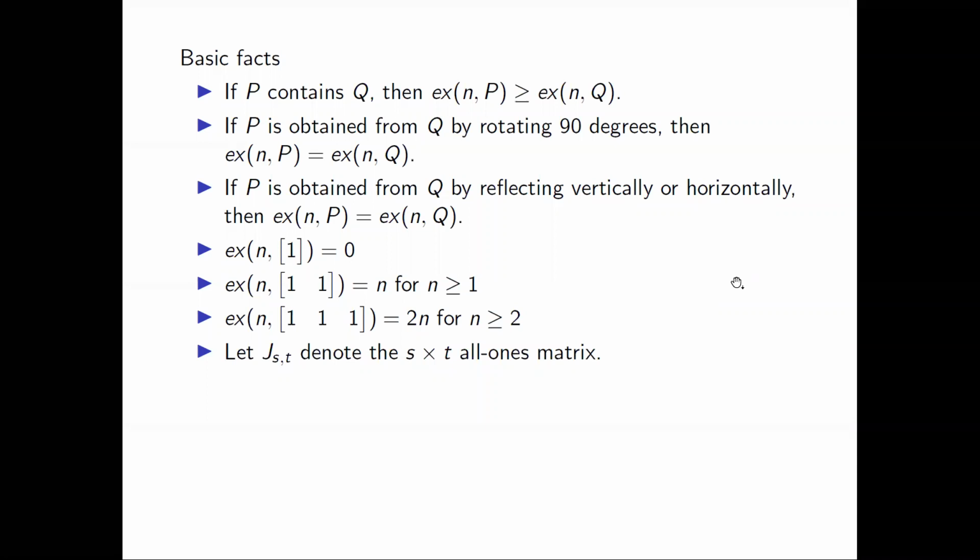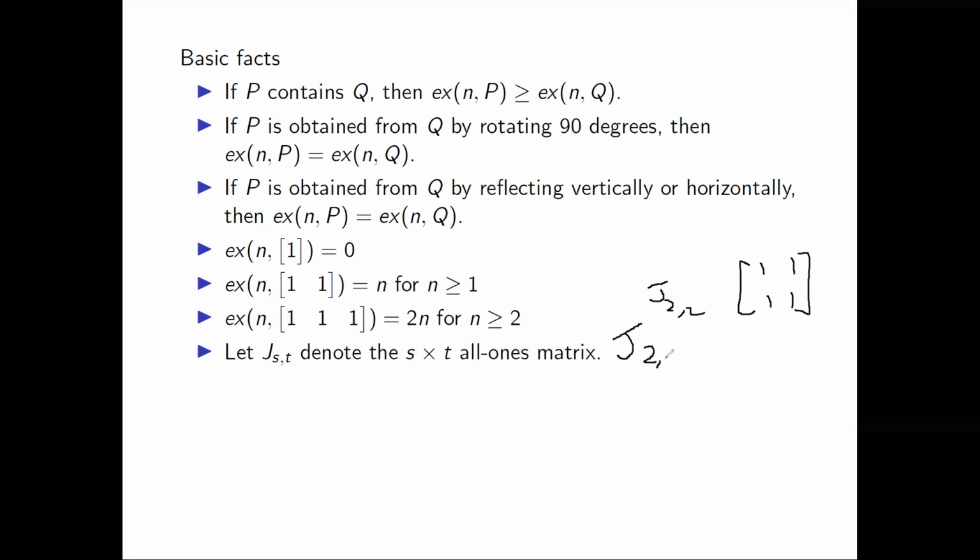So for the next fact, let J sub S comma T denote the S by T matrix of all ones. So for example, J2,2 is just the 2 by 2 matrix of all ones. J of 2 comma 3 is going to be the 2 by 3 matrix of all ones. And J of, let's say, 3,1 is going to be the 3 by 1 matrix of all ones.